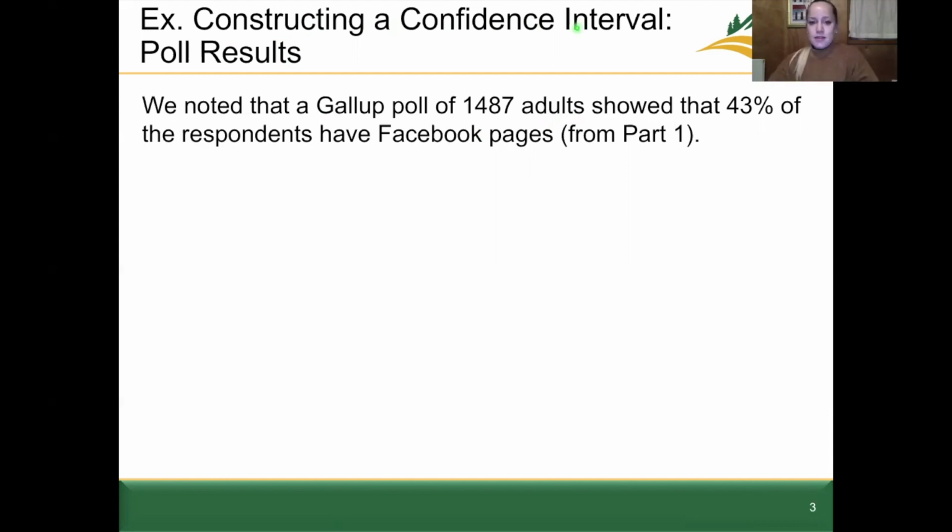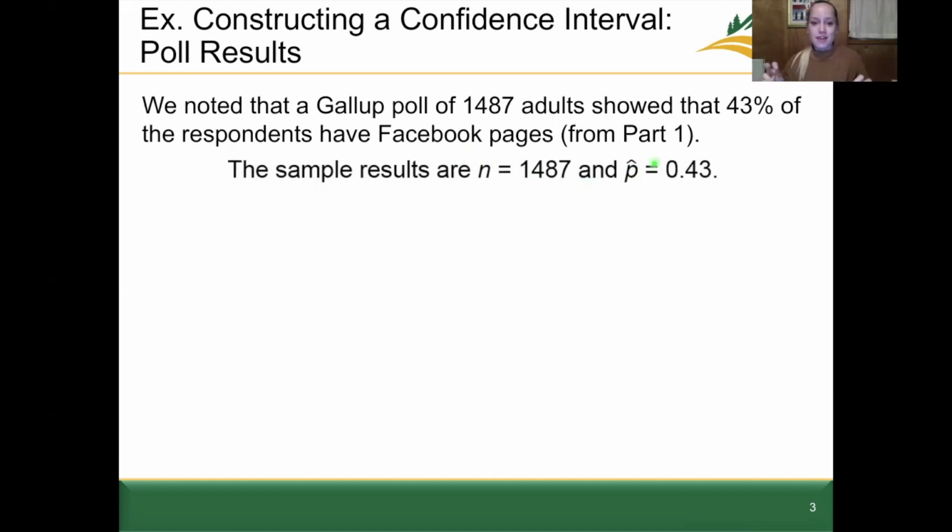part 1. Previously we noted that a certain poll of 1,487 adults, a sample of the whole population of adults, showed that 43% of respondents have a Facebook page. From this information, we know our sample size n is equal to 1,487. This also goes back to part 1 on how we defined a measure of success as an adult having a Facebook page. Therefore, this p hat value is 43%, but put into a probability in non-percentage form. So 43% divided by 100 is 0.43.